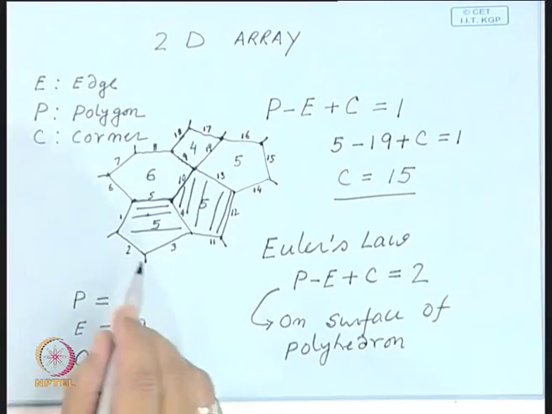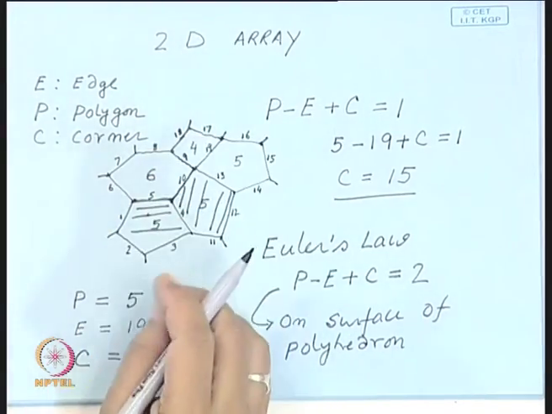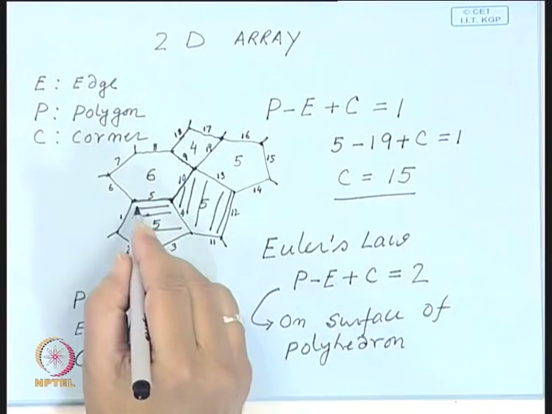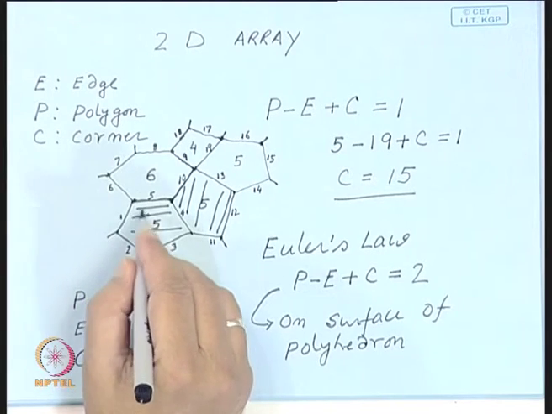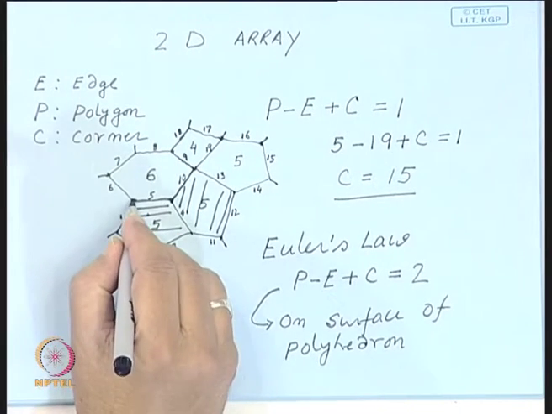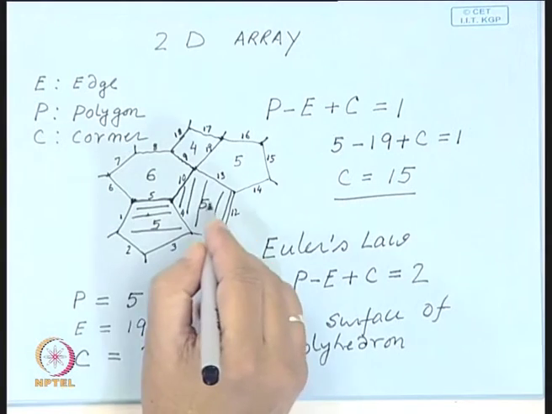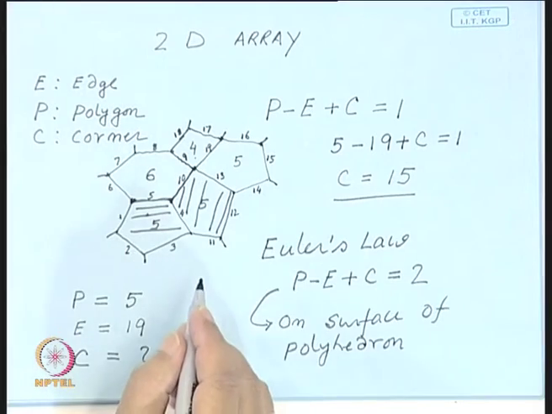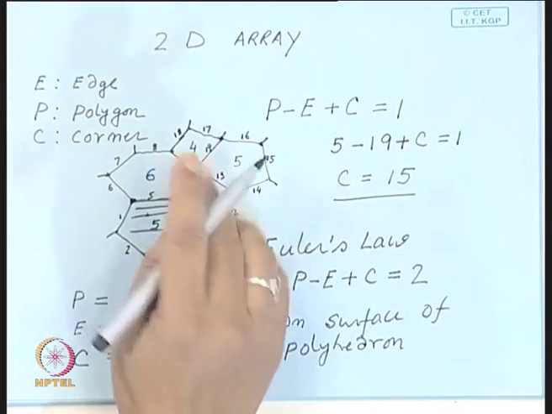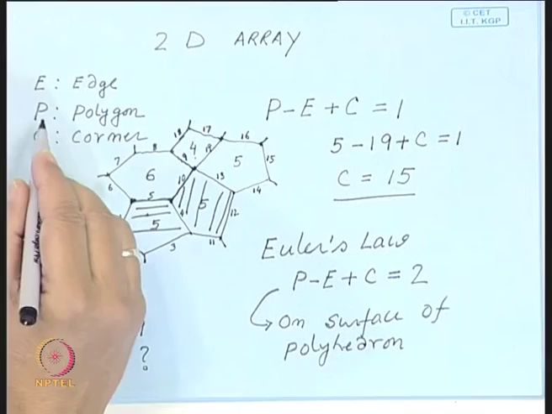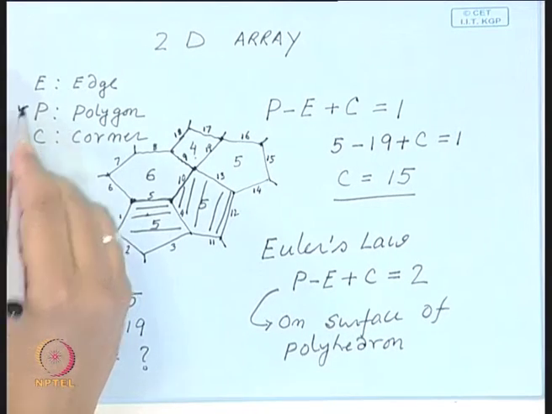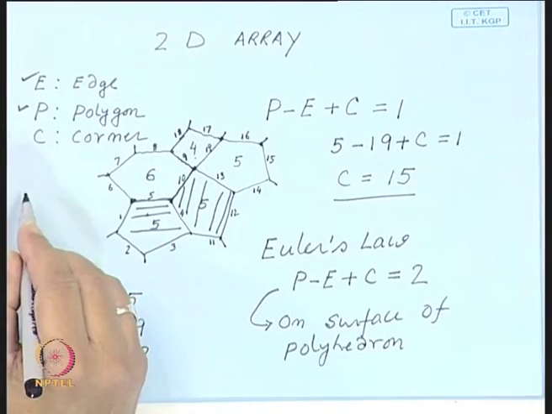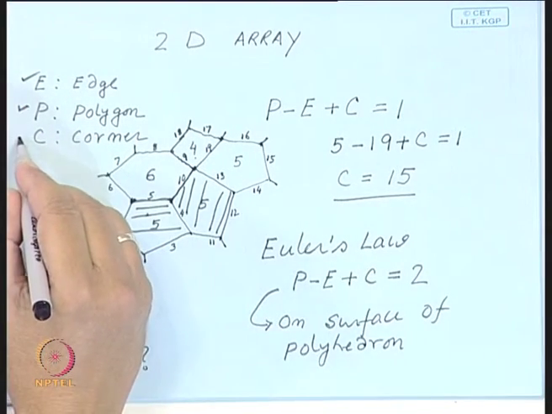Now, when you do this packing, you also generate, apart from edges, a number of corners where 3 or more than 3 grains meet, like here the 3 grains are meeting. Similarly, there may be places here where 1, 2, 3, 4 grains are meeting. So, in this figure you have a number of polygons, that is P, you have a certain number of edges E, and you also have a certain number of corners.